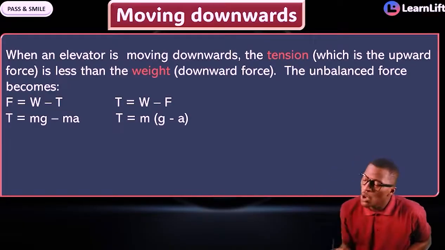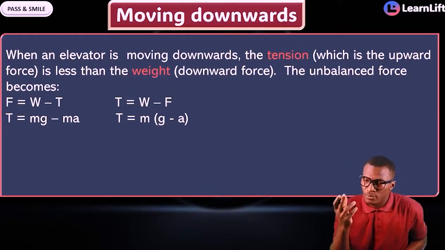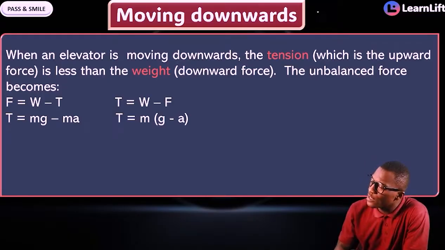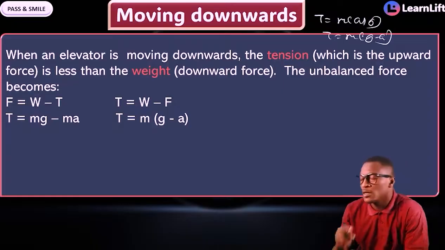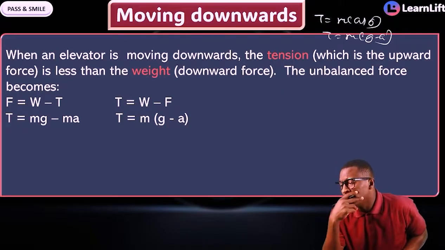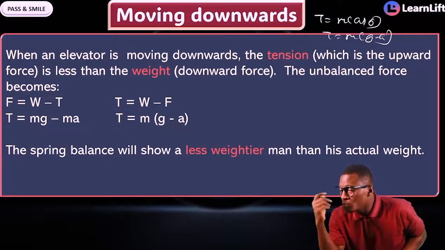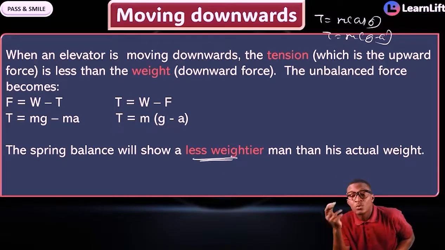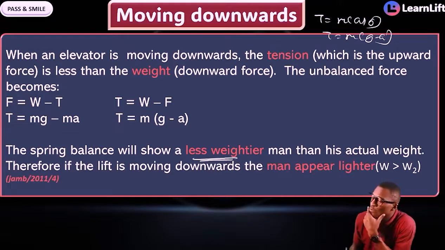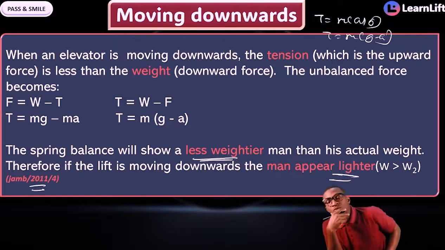Do you understand? So when it is going up, T is equal to m into (a plus g). But when it is coming down, T is equal to m into (g minus a). Now, the spring balance will show you a lesser weight, which means the man will be lighter. Moving downward appears lighter, because W will be greater than W2. And that's JAMB 2011 question 4. We're going to see the question, but let's still move forward.